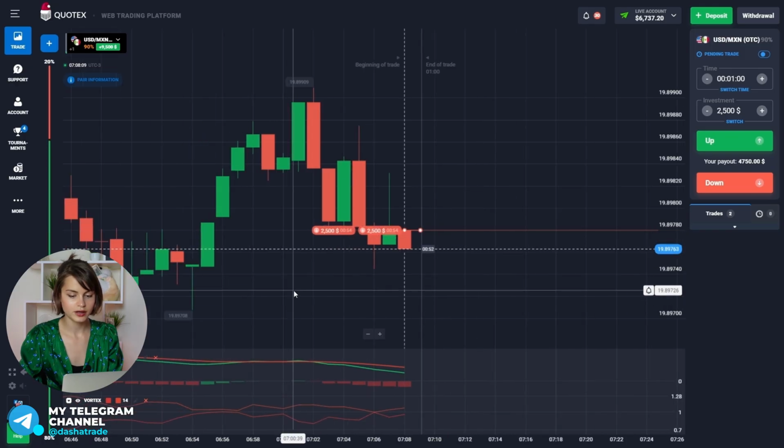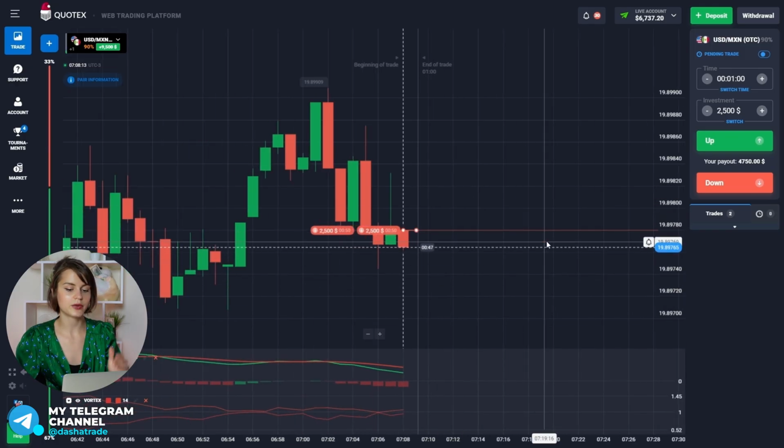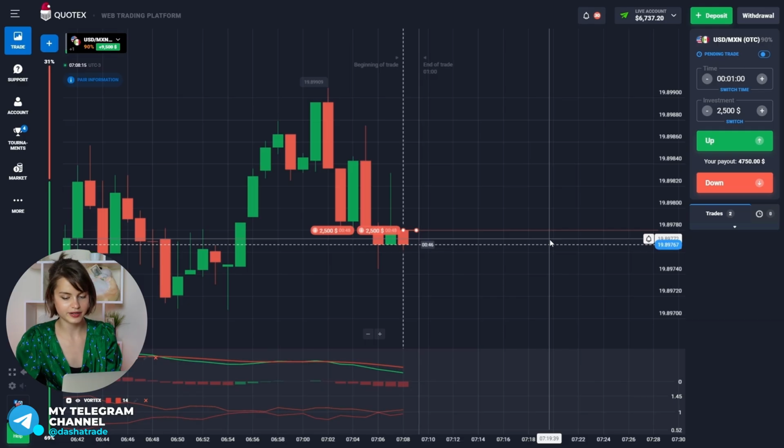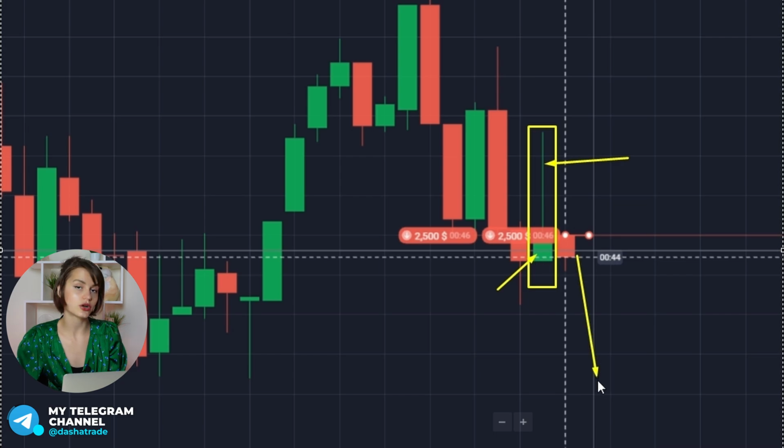I opened a cover for $5,000 to cover the losses from the previous deal and also make a small profit. As for confirmation factors for my cover, I can highlight this candlestick, which is called a doji. This is a candlestick with a long upper shadow and a small body. It indicates a strong seller.